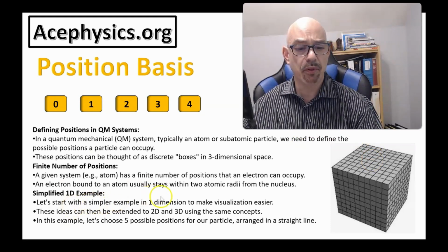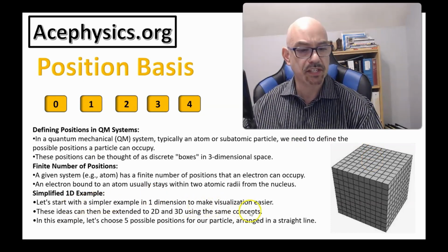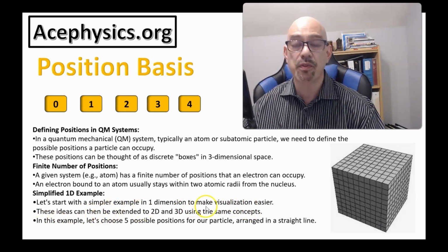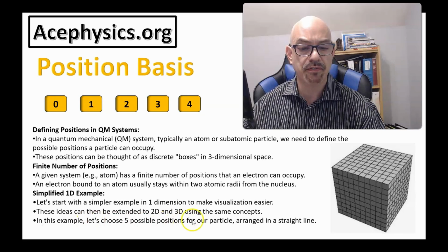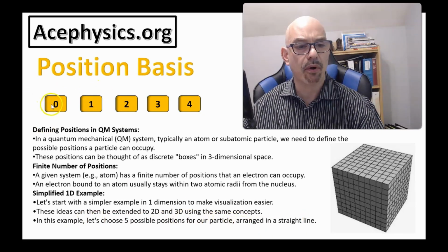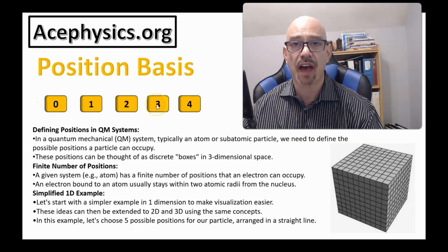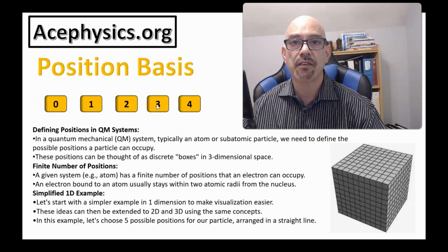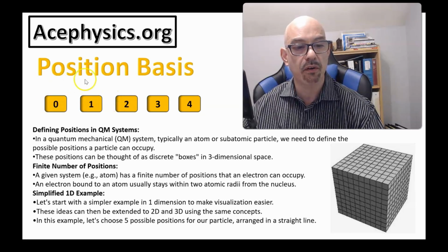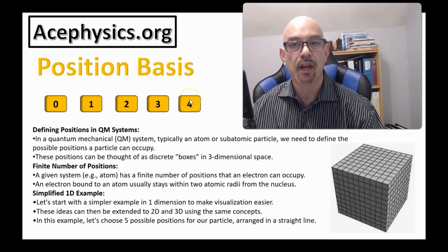Let's start with a simpler example in one dimension to make the visualization easier. The ideas can be easily extended to 2 and 3D. In this example, let's choose 5 possible positions for our particle, arranged in a straight line. For this simple example, this is going to be the state space, and there are 5 possible states, which means there are 5 possible positions that a particle can be in. A particle can be in position 0, position 1, position 2, position 3, or position 4. And as you may know, it can be in any linear combination of them all.